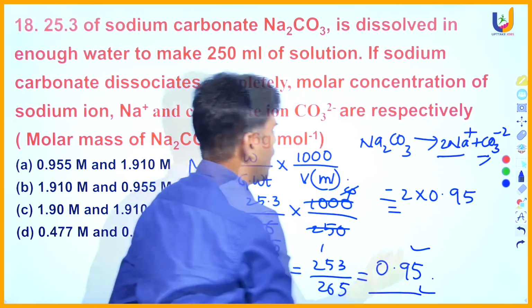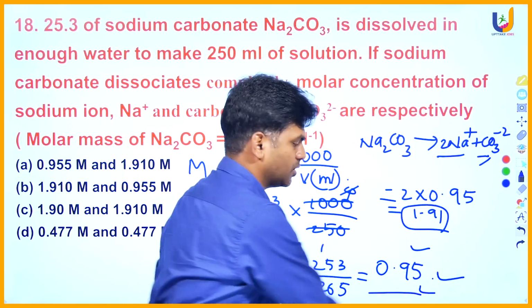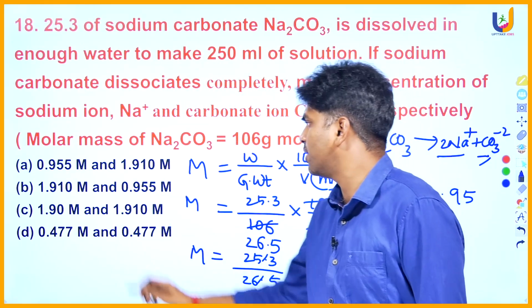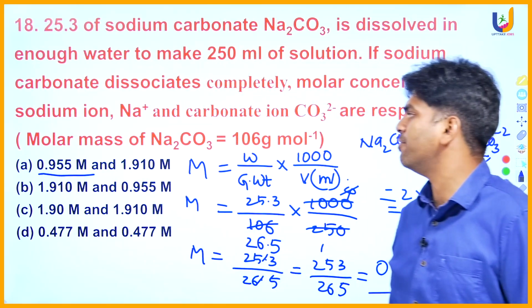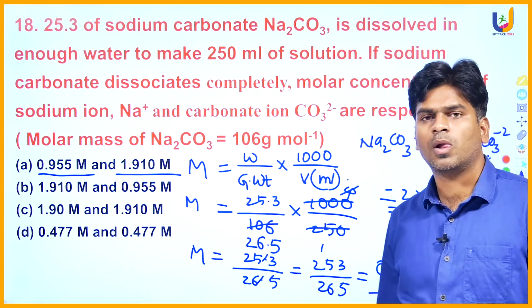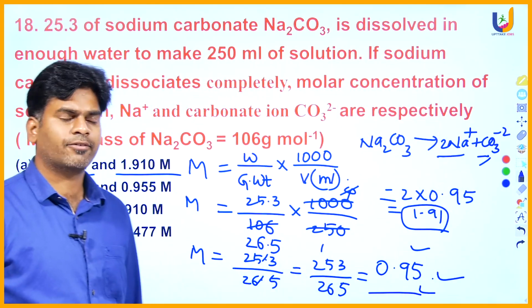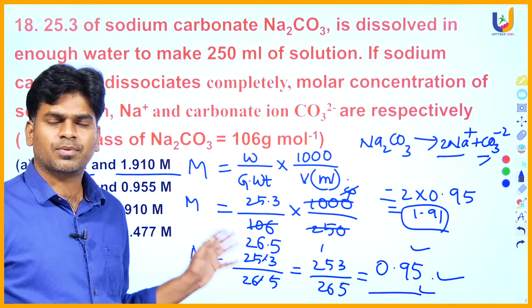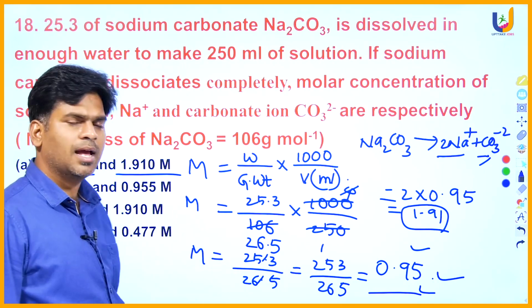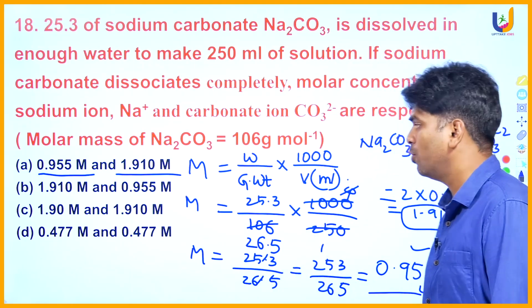If you get around 1.91, this is the second, and the first one is 0.95. So as per the options, the first one is 0.95 molar and the second one is 1.910 molar. So this is the option, and this is very simple. From the given data in the question, I have substituted as per the molarity formula, because capital M means molarity, small m means molality. Okay, I hope it is clear.